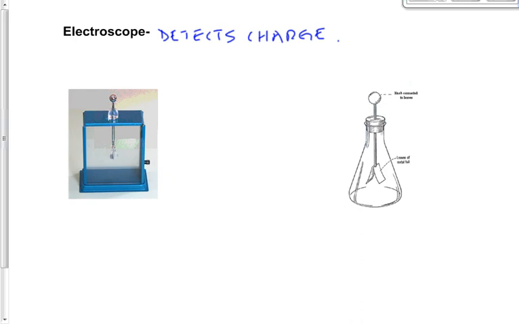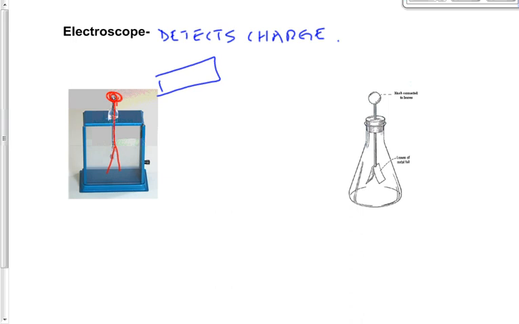You bring an object, forget about whether it's charged or not, nearby the ball of this electroscope, this metal ball on the top of a steel rod. Here's the metal ball. Here's the steel rod. At the bottom of that steel rod, you're either going to get two really, really thin pieces of foil, like aluminum foil but way thinner, or two really, really light metal-coated balls that will take a charge quite easily.